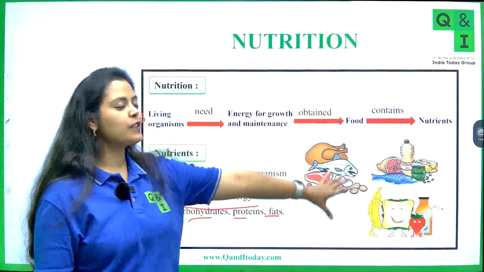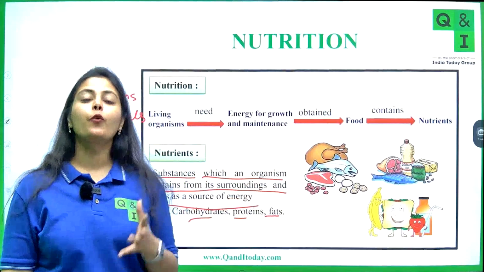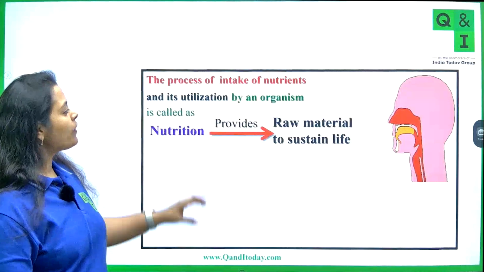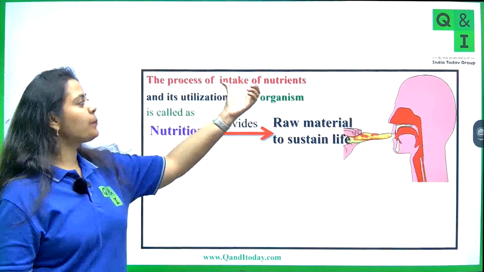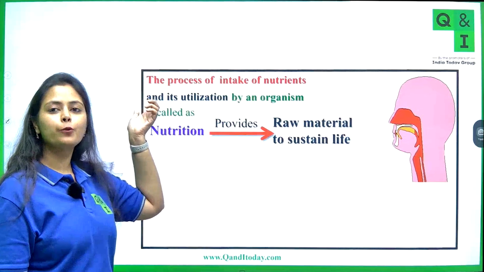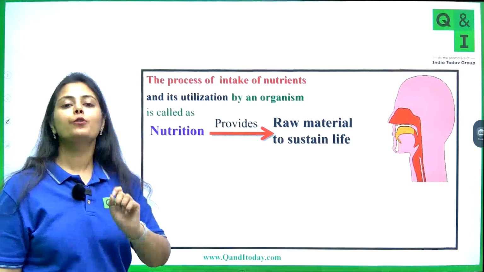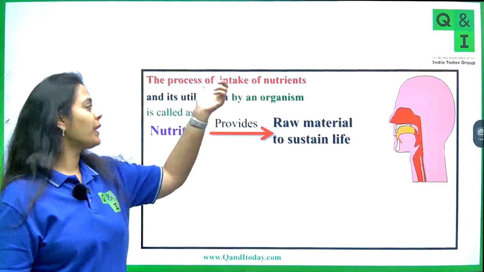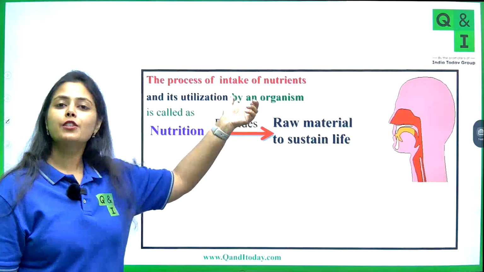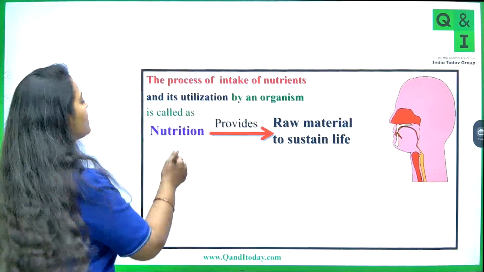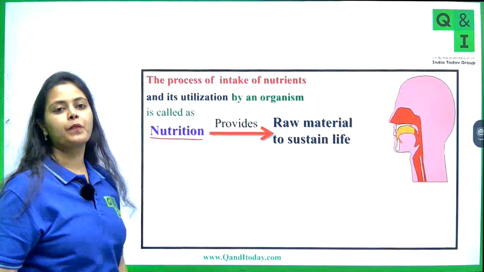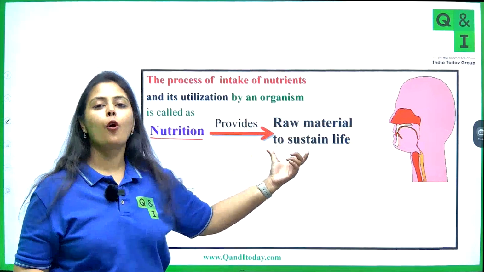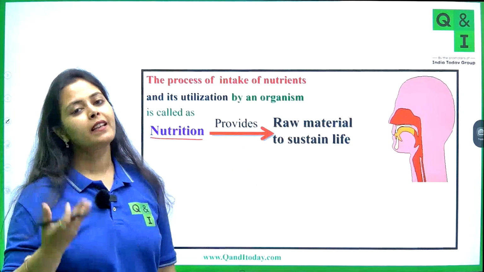So you can see various nutrients which are present in various food items which you obtain from your surroundings. Now, moving ahead, students, write it down in your notebook. What is nutrition? The process of intake of nutrients and its utilization by an organism is called nutrition. And what does nutrition do? Nutrition basically provides raw materials to sustain life.